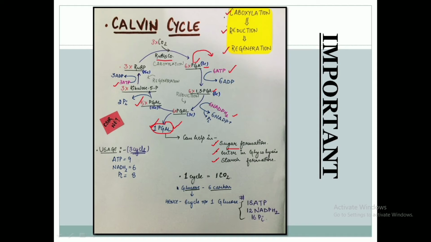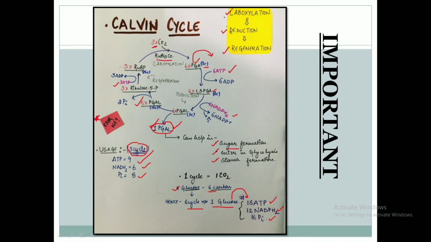First of all, the point to remember is that we are talking about 3 cycles because we have taken 3 carbon dioxide initially. So in the process of 3 cycles, we are using 9 ATP, 6 NADPH2 and 8 phosphate. But we know that glucose has 6 carbons. So 6 cycles would be required for one glucose molecule to be formed. So finally, for one glucose, we would need 18 ATPs, 12 NADPH2 and 16 phosphates.